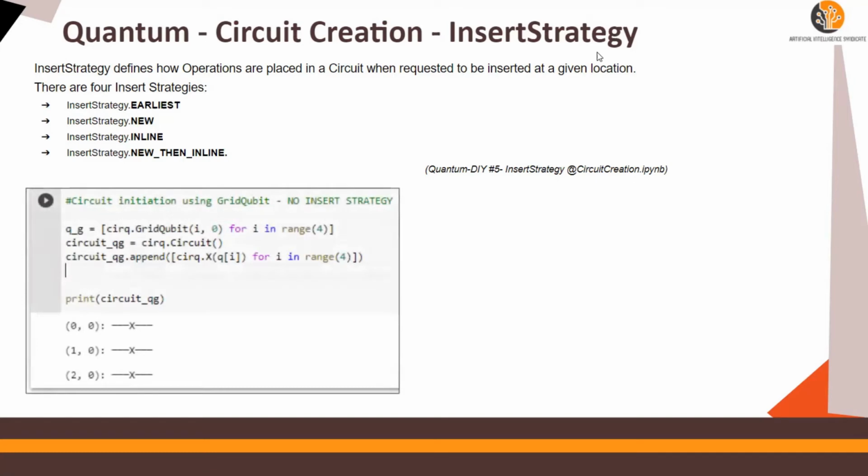So circuit initiation using grid qubit. This is no insert strategy. Consider a grid qubit which is created for i, 0. That means for i in range 4, you have this circuit. And all I'm doing here is I'm going to append the qubit for the same range. And you see here that a circuit is created with an X gate, cirq.X gate, in this order. This is no insert strategy.